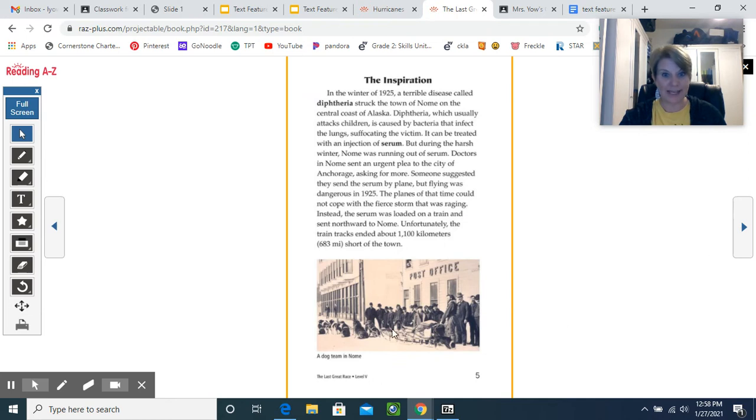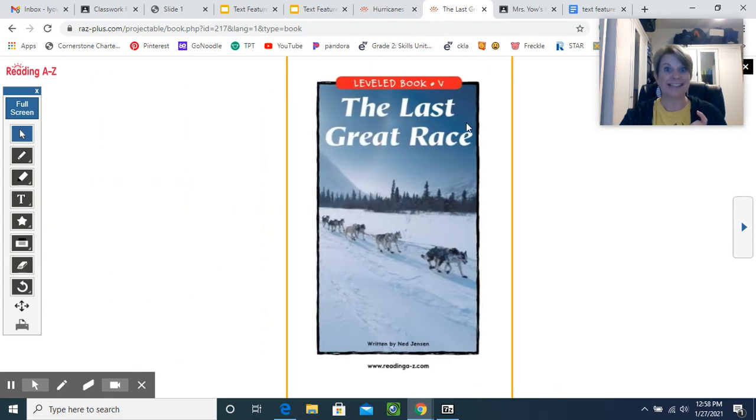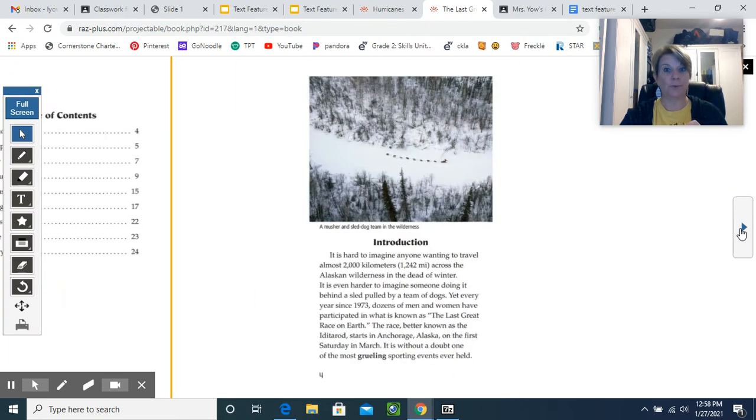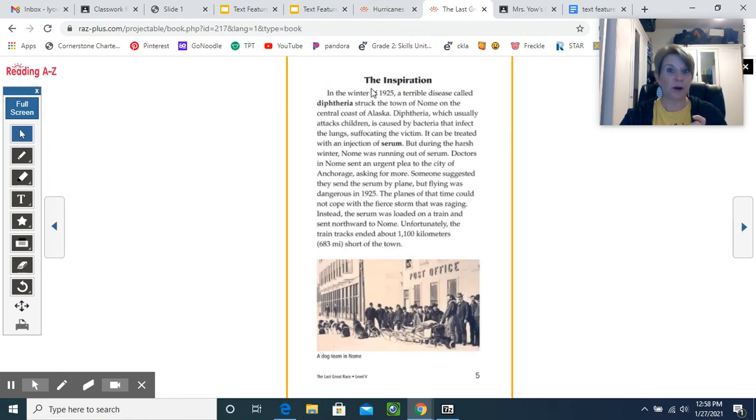All right, and here is another photograph with another caption. Look here, guys. That looks like a title. However, remember, we're reading a book. The title is called The Last Great Race. So remember, if you get to a part of your book that has what looks like a title, it's really called a heading. Okay? Then I see some bold words, diphtheria and serum.